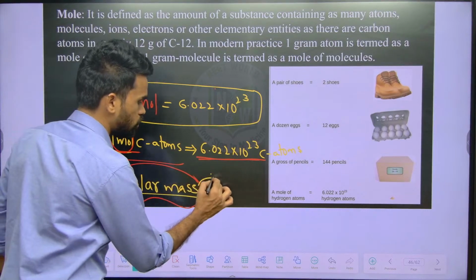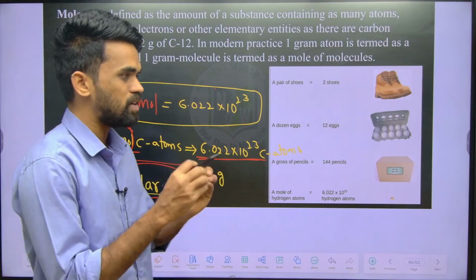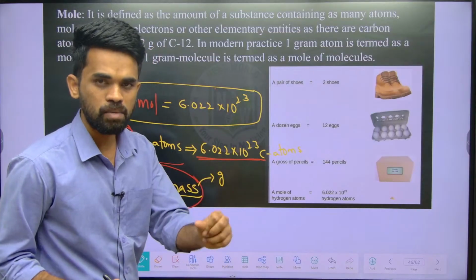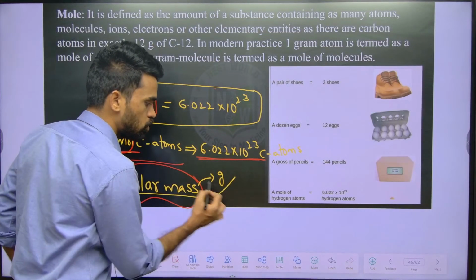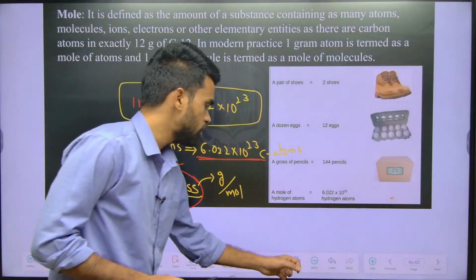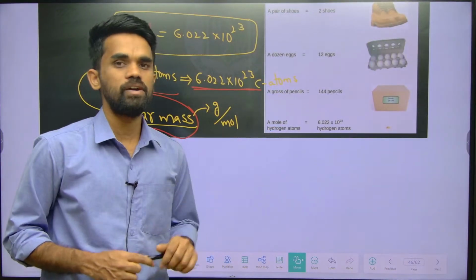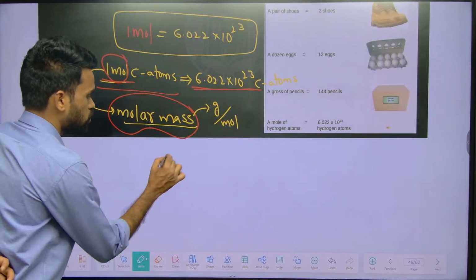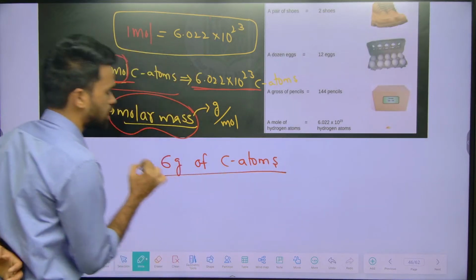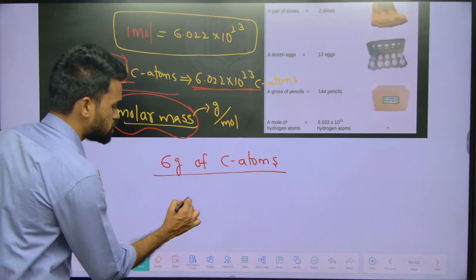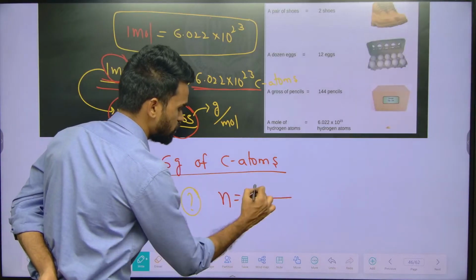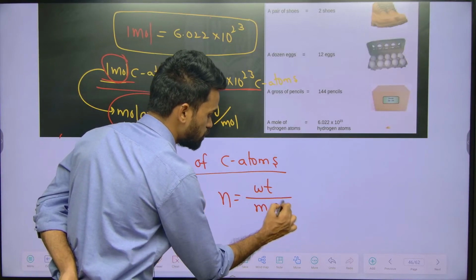For mass, the units will be grams. In chemistry, whenever I use the word mass or weight, both are the same here. Now what is the unit for molar mass or molar weight? Gram per mole. Gram per mole is the unit for molar mass. Now, how can we relate the number of moles to the weight of a substance? For example, I am giving you 6 grams of carbon atoms. How many moles will it be? Number of moles will be equal to the given weight of the substance divided by its molar mass.